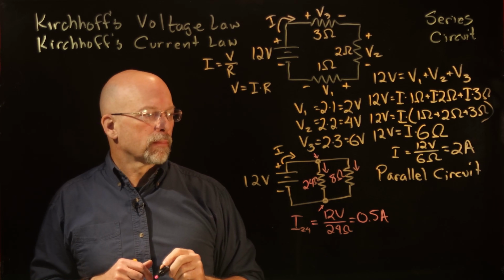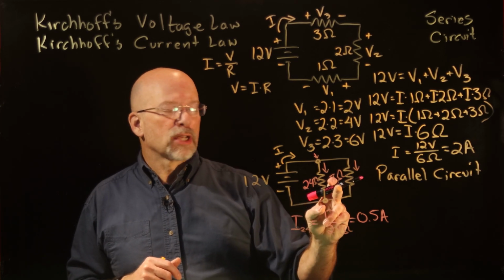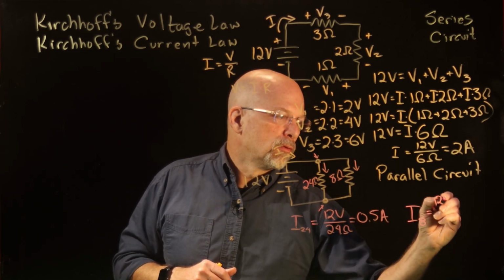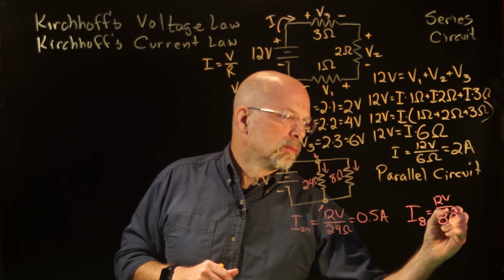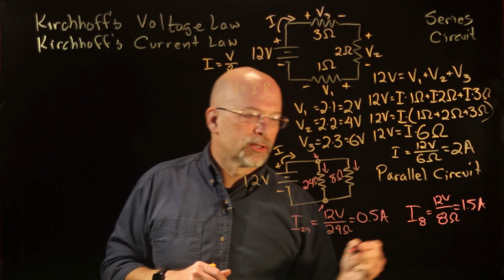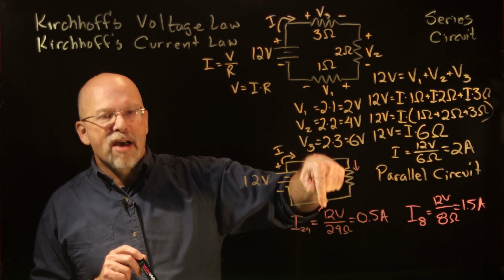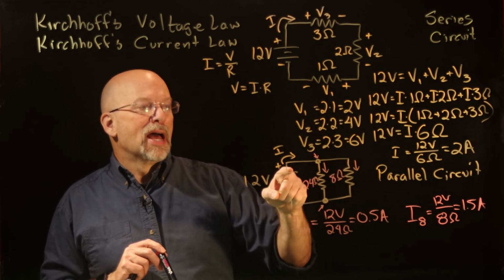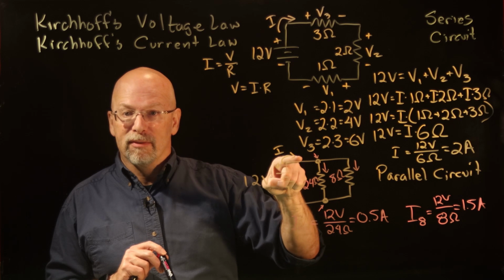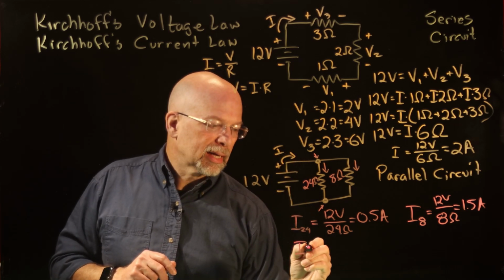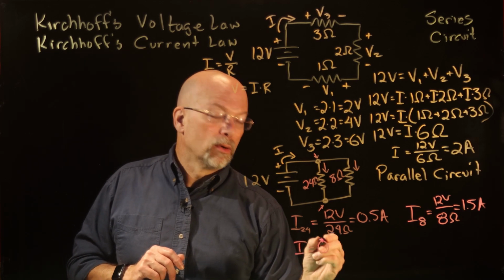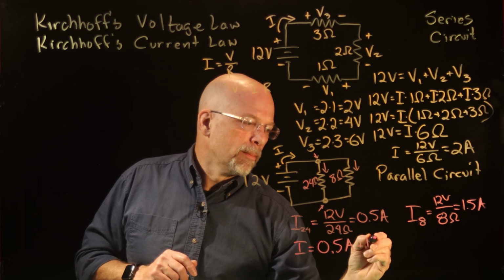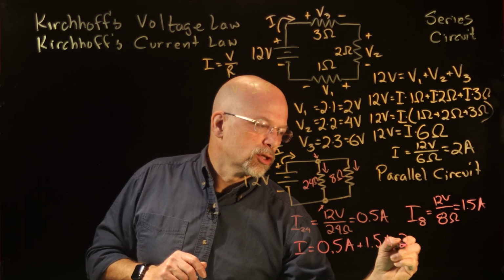All right. Now what about the current going through this other resistor, the 8 ohm resistor? Well, I8 is equal to 12 volts divided by 8 ohms, which is equal to 1.5 amps. So that means I have half an amp going through the 24 ohm resistor and 1.5 amps going through the 8 ohm resistor. What does that give us in terms of the total current? Well, the I coming out of the battery is going to equal, because of Kirchhoff's current law, 0.5 amps plus 1.5 amps, which is equal to 2 amps.